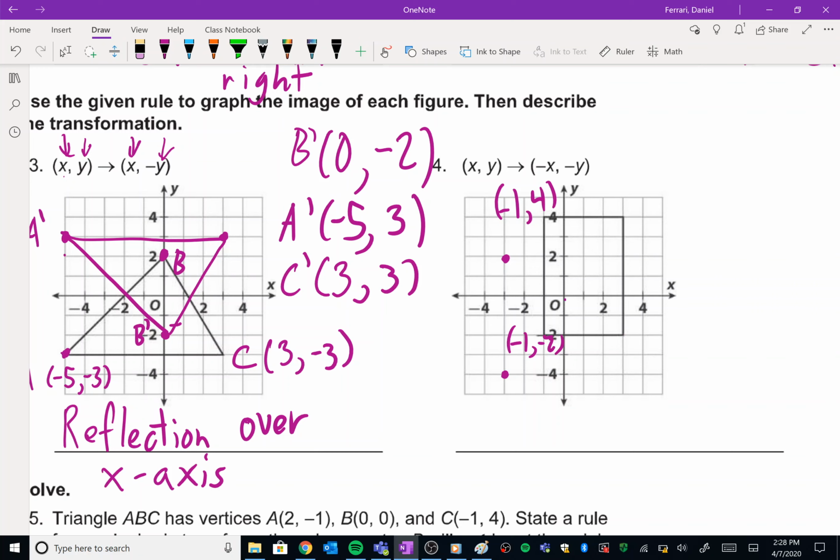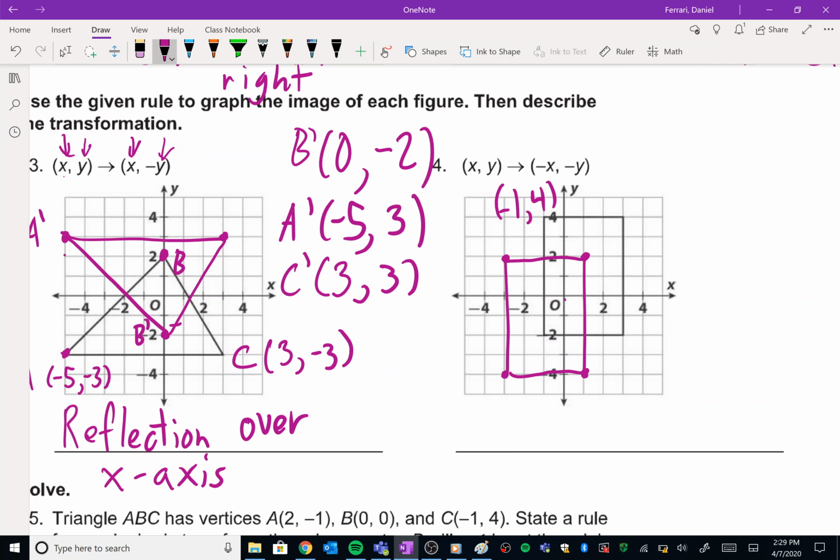Okay, our next point, -1, -2. Well, when both those negatives become their opposites, they're going to turn positive. So that's going to be +1, +2. I'm going to plot that point up here. Okay, and finally, +1, -4 is going to put me somewhere down here.